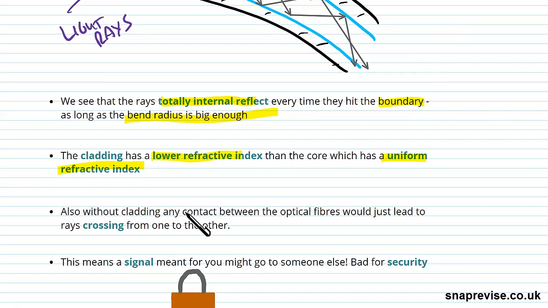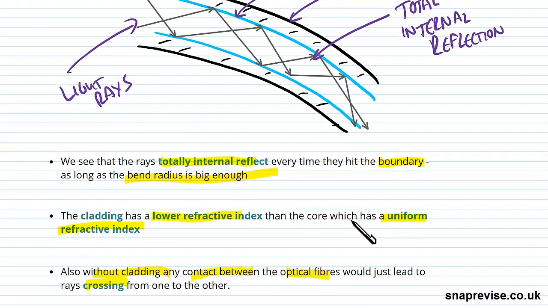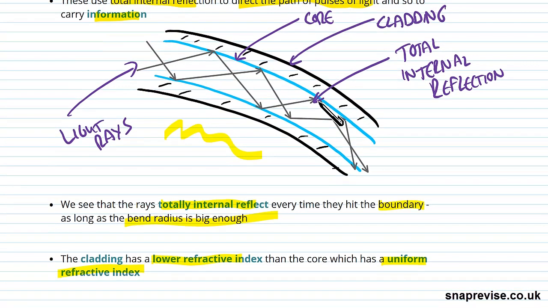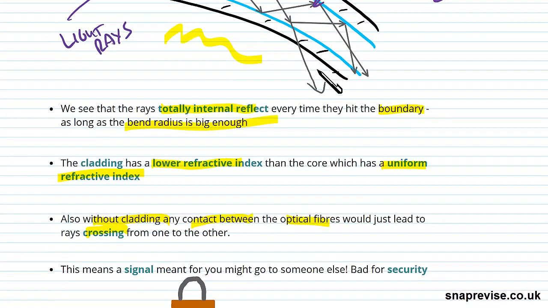The other reason for having cladding is that without cladding, any contact between the optical fibres would just lead to rays crossing from one to the other. So for instance, if we had maybe another fibre here and they came into contact and we didn't have this cladding, well, the cores would just be in contact and the light could just travel through the glass into each other. We just have the same medium here with the same refractive index, and so there'd be no reason for the light rays not to just carry on through. And so this light ray could, for instance, travel into this one if we had a different core here, and that wouldn't be good. Or why wouldn't that be good?